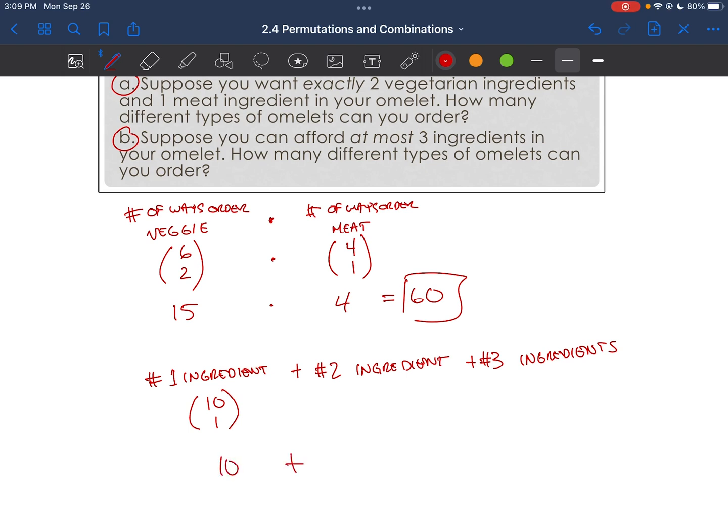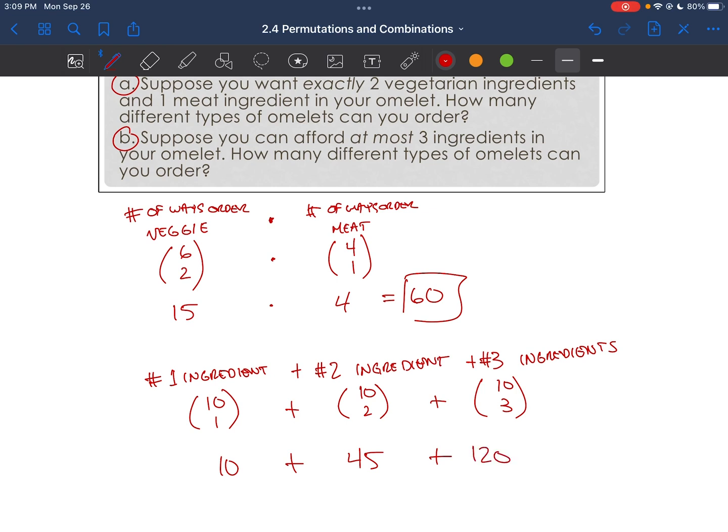I'm going to add that to, if I have 2 ingredients, there's 10 total. I'm choosing 2. I'm going to quickly do my combin here to figure out what 10 choose 2 is. So that's 45. And then I could also choose 3 ingredients from that. And again, I'm using my combin function, 10 choose 3, gives me 120.